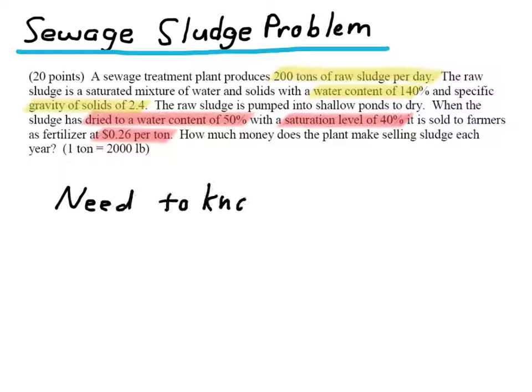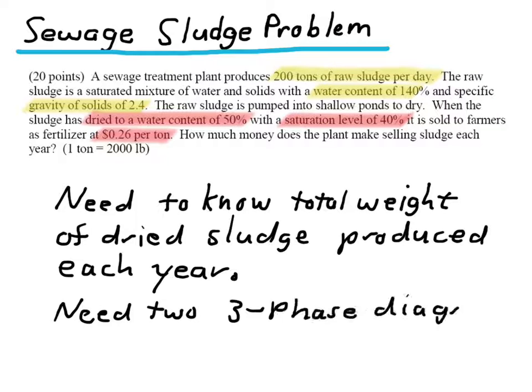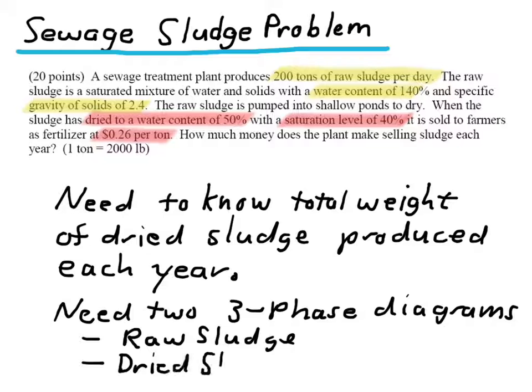So the answer we really want to get is what's the total weight of dried sludge that is produced each year? From that we could calculate the amount of money that we could earn each year. In order to do this, we need two different three-phase diagrams, one for each state. We need one for the raw sludge, and we need a second one for the dried sludge. That's a critical concept to understand. And you can't mix up the data from the sludge in its raw state with the data for the sludge in its dried state.